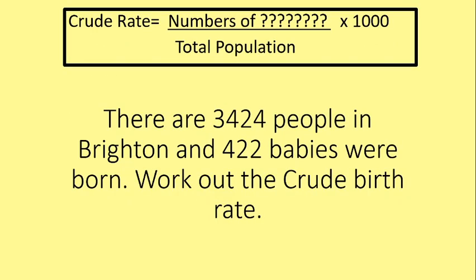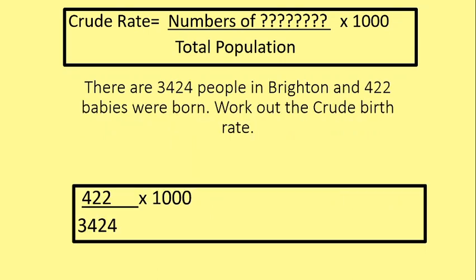Okay. So let's say there are 3,424 people in Brighton. I just made this question up, and they have 422 babies born. Work out the crude birth rate. So I'd have to do the number of kids being born, which is 422, divided by my total population, which is 3,424, times 1,000, which is 123.25. So this means for every 1,000 people, you get 123.25 births.